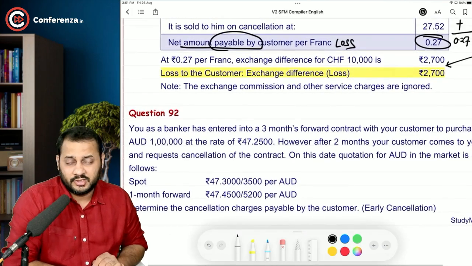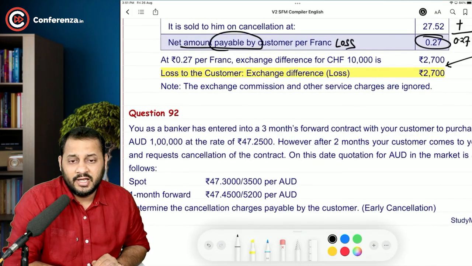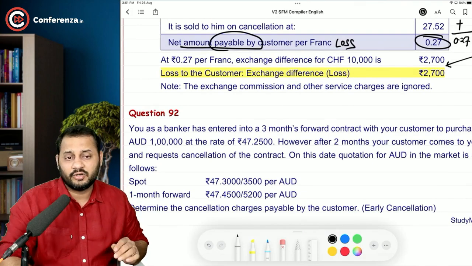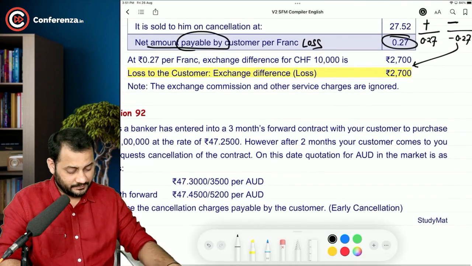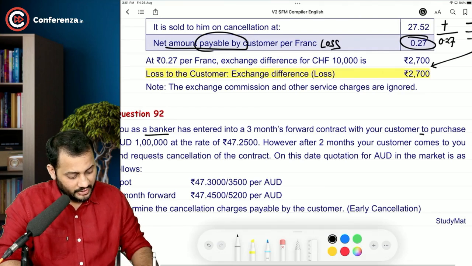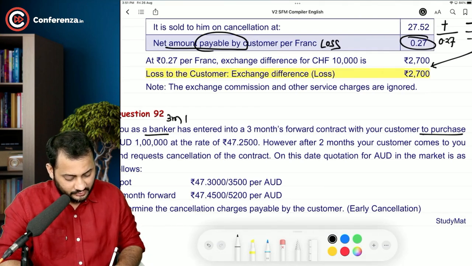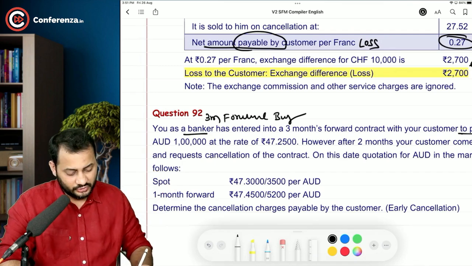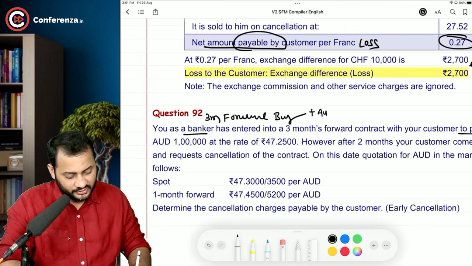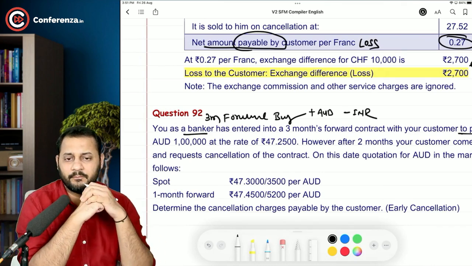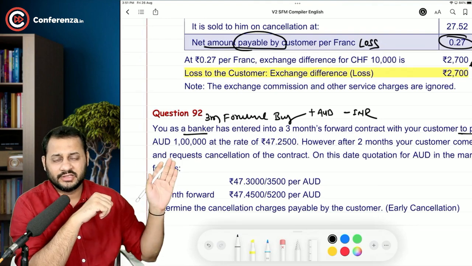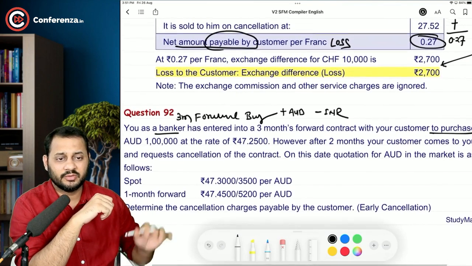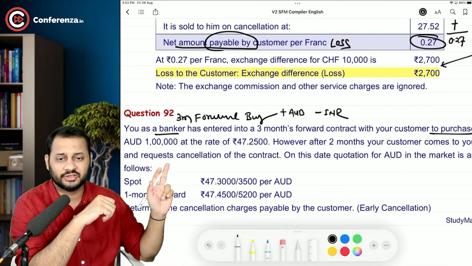You as a banker, again you are a banker in this question, has entered into a 3-month forward contract with your customer to purchase. You are purchasing 3-month forward buy contract. This is the original contract. Australian dollar 1 lakh. So you can see that there is an inflow of Australian dollar against the outflow of Indian rupees. Okay. However, after 2 months, in this case also after 2 months, your customer comes to you and requests the cancellation of the contract.